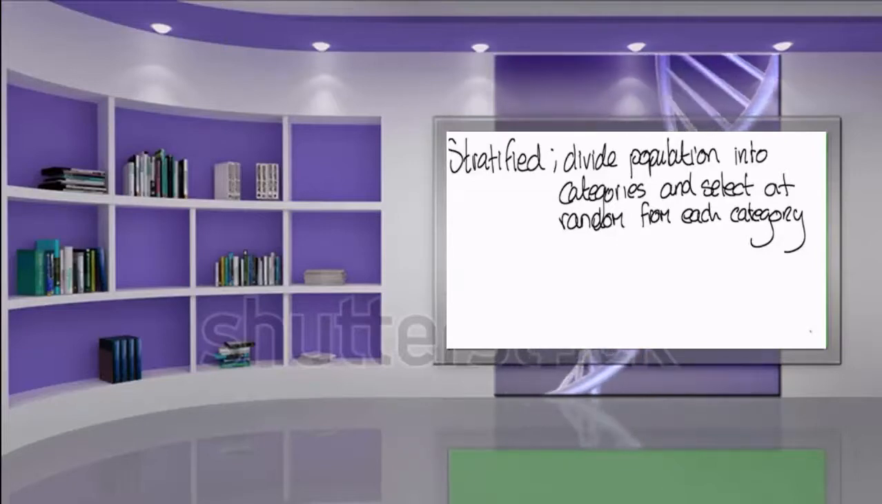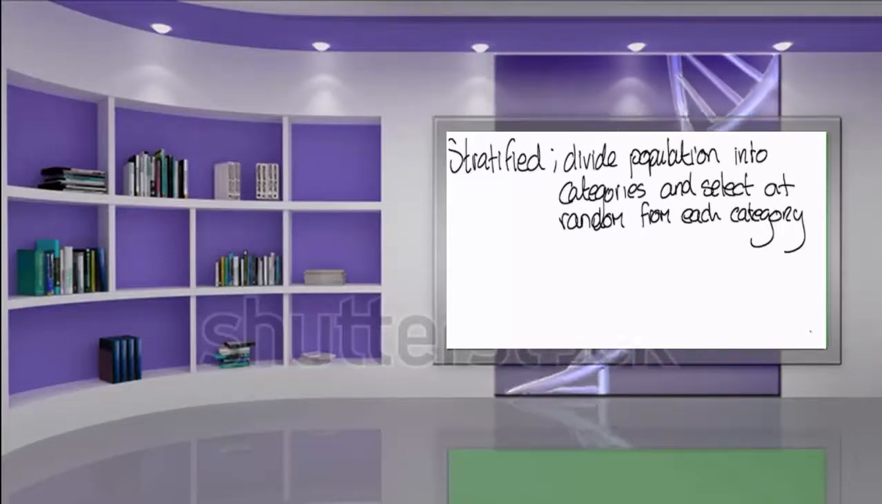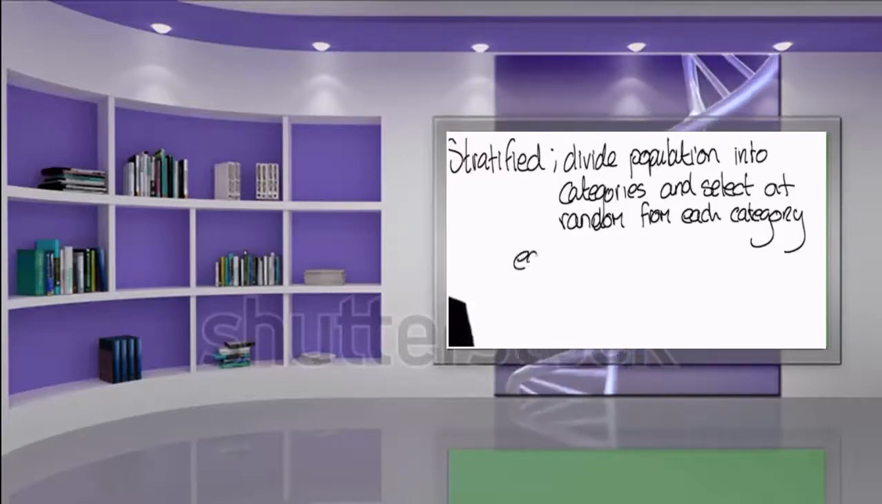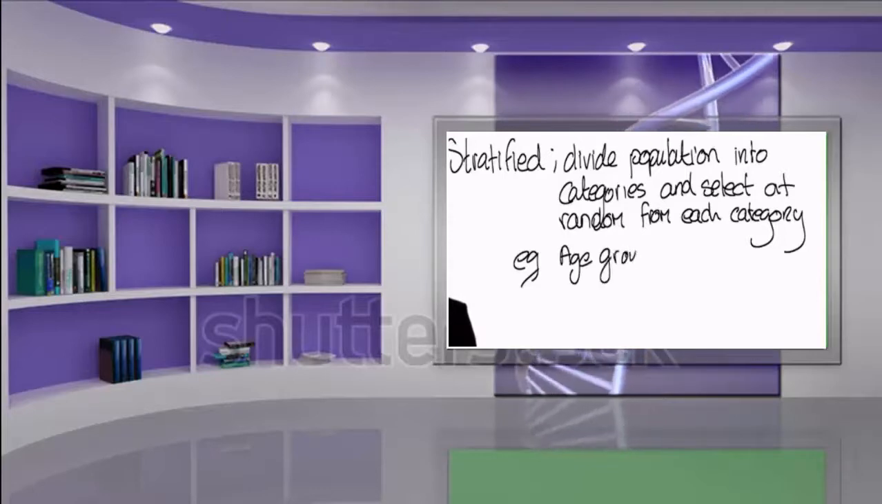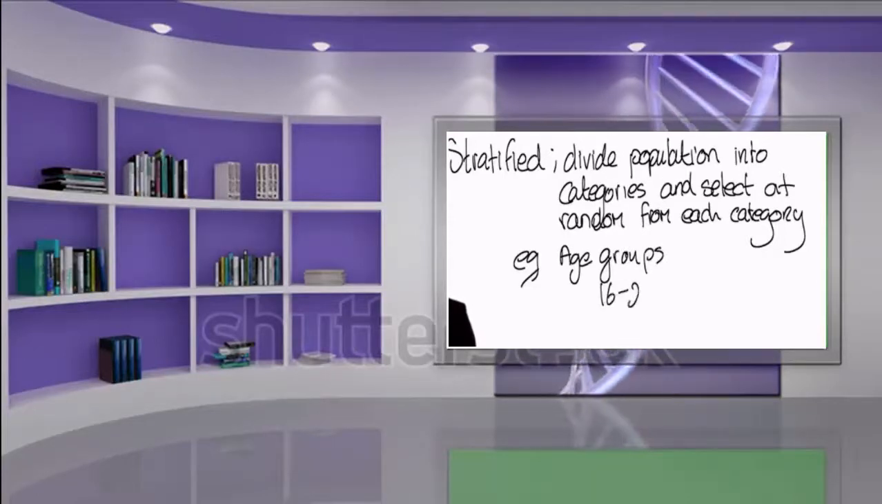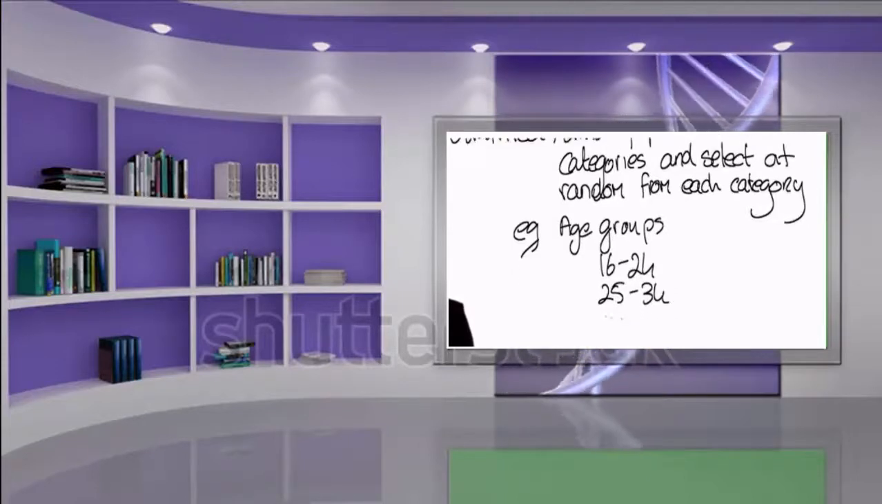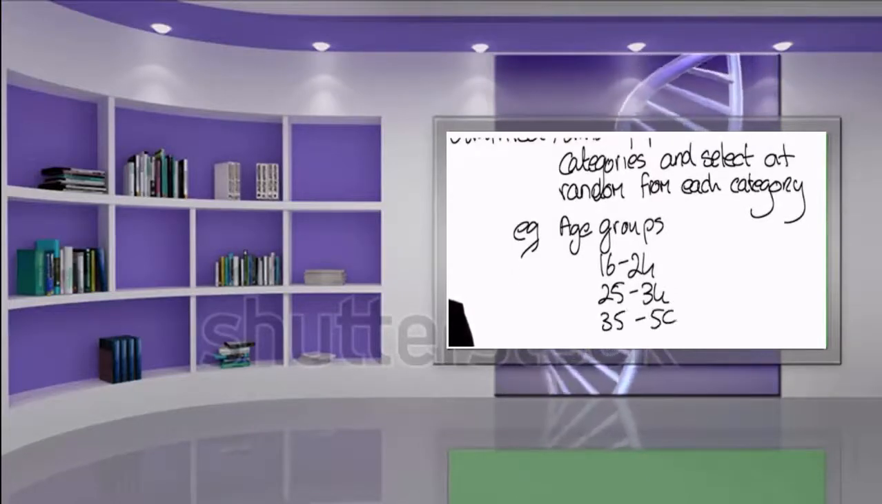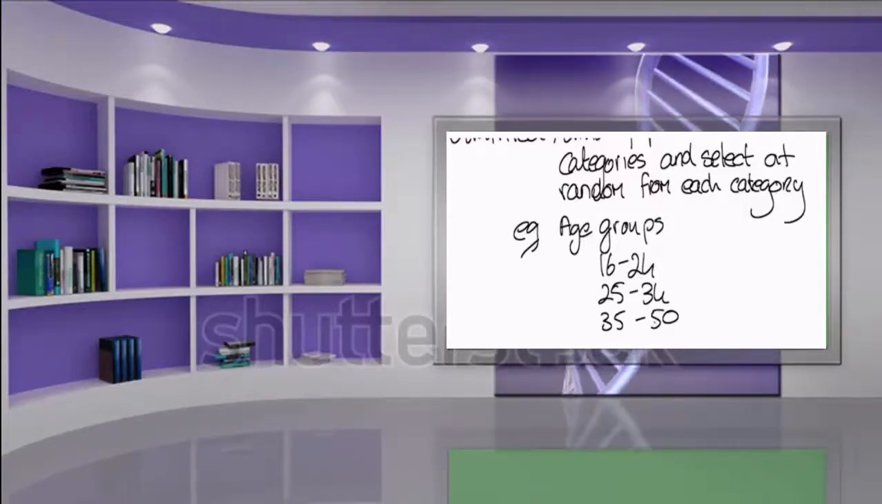So maybe we've got people aged 16 to 24. We've got our next age group, which would be 25 to 34, and so on. So for example, if we stratify into age groups, 16 to 24 years, 25 to 34, and maybe then 35 to 50-year-olds, and then we just select perhaps 33 people at random from each of our 3 age groups.